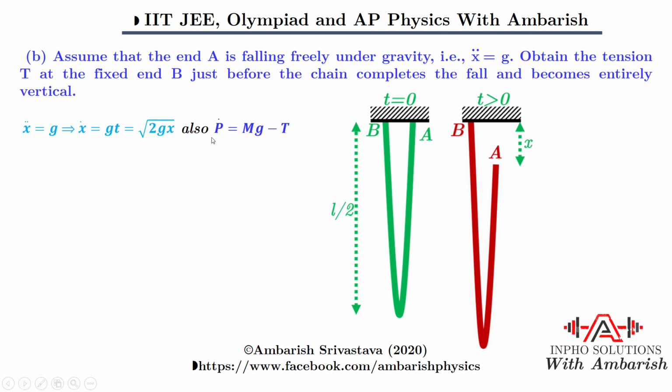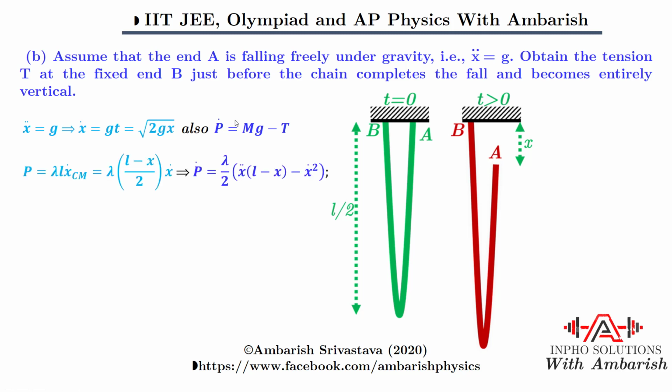And also we know that external force is equal to the rate of change of momentum. Capital P is the momentum of the entire system, so P dot is the rate of change of momentum of the entire system, and that should be equal to the net external force. Downward force is mg and upward force is T, so mg minus T is equal to P dot. That is the rate of change of momentum.